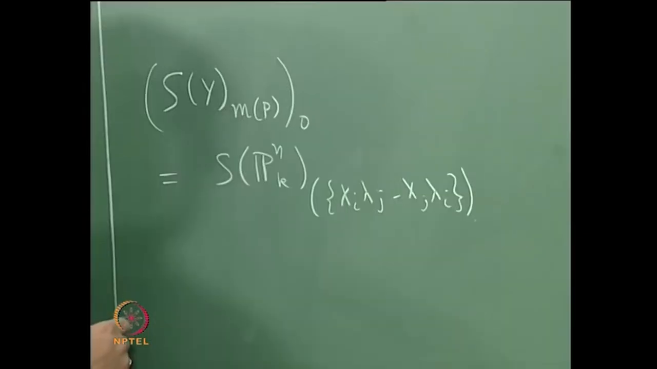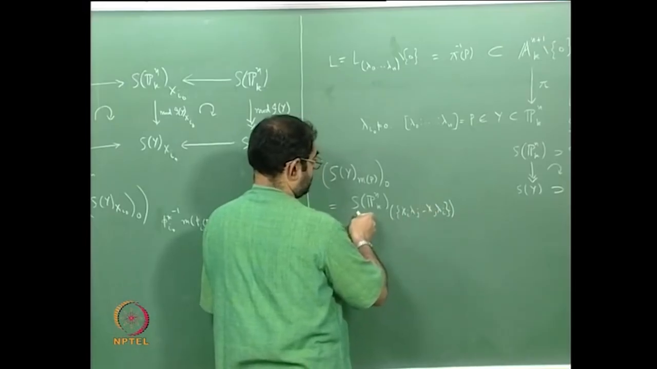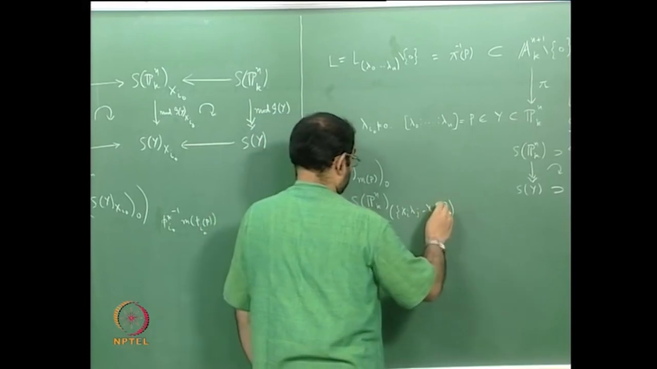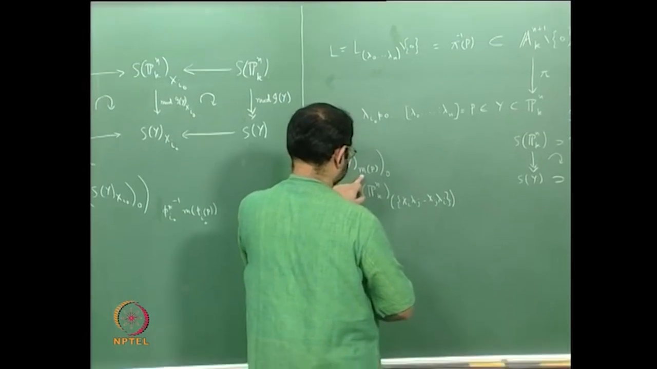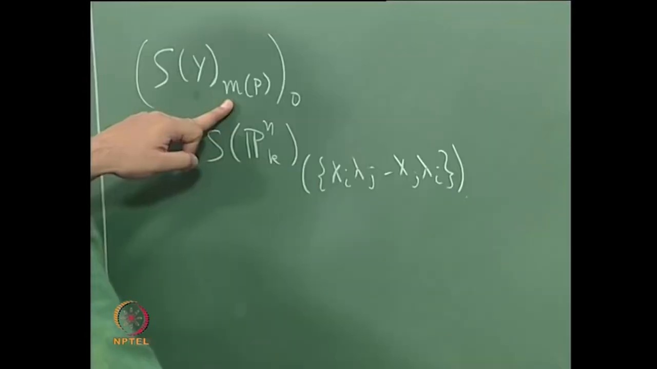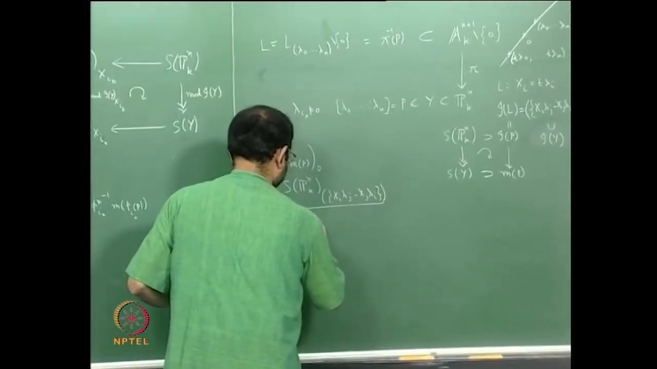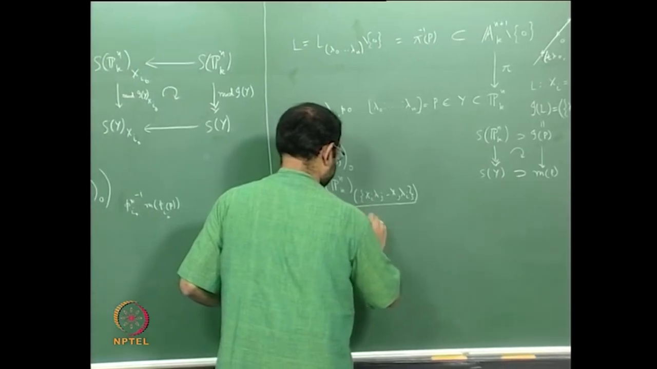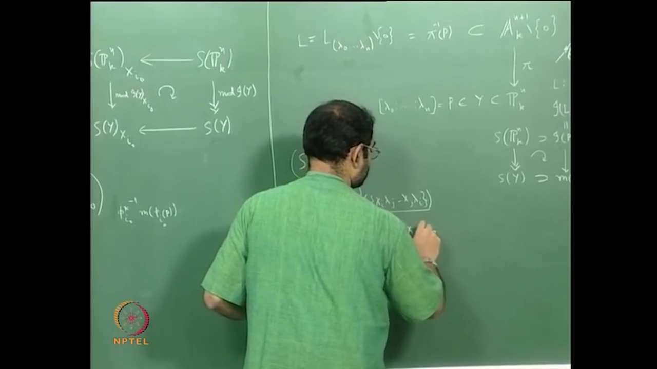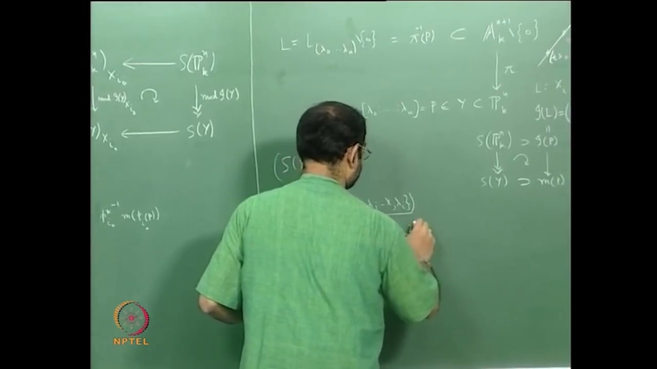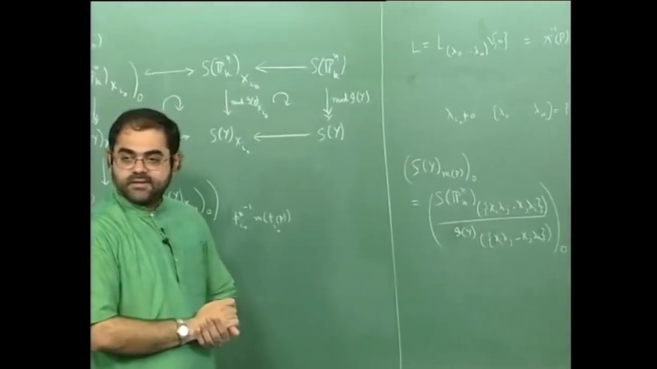And then what you do is you localize at this and then go mod I of Y localized at this ideal, and then take the degree zero part. Okay, this is what it is.